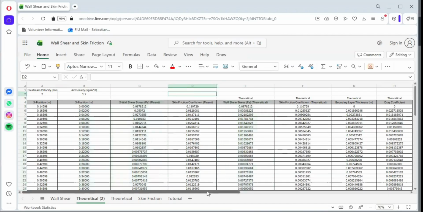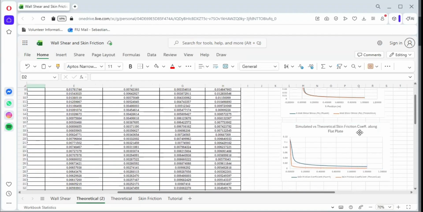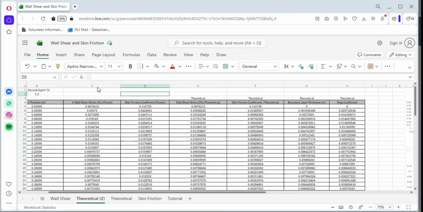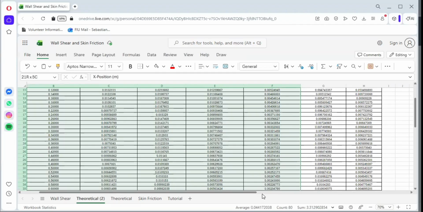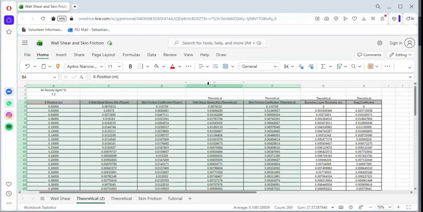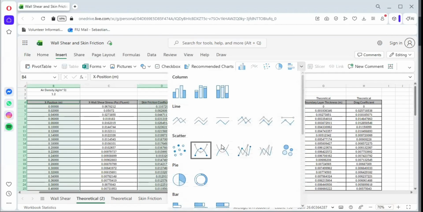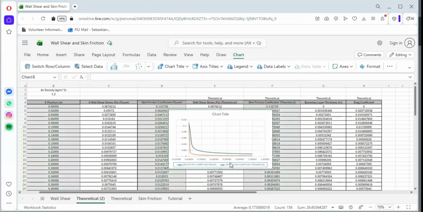Next up, what we wanted to look at was the theoretical versus simulated skin friction coefficient along the flat plate. So once again, we're going to see the skin friction right here. Drag it all the way down. And since we want the skin friction, we're going to get rid of the wall shear stress columns. And same as last time, we're going to do this.